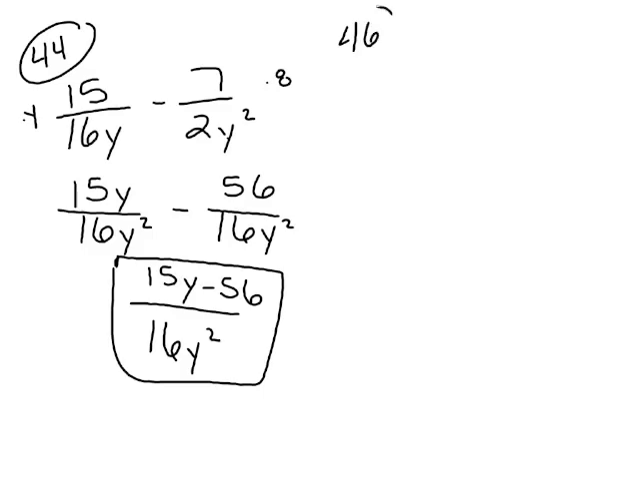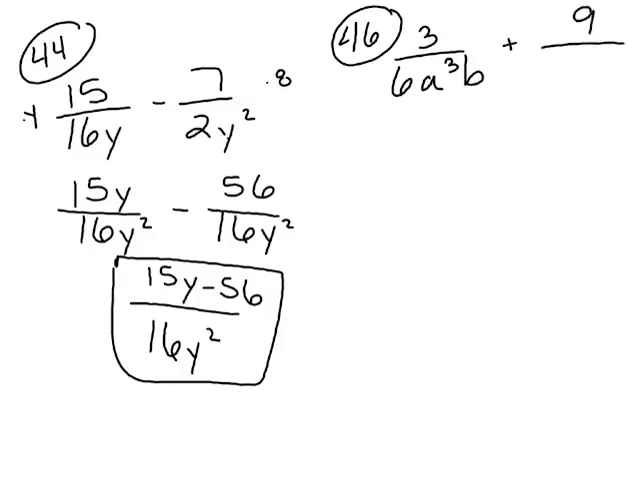Let's do 46. That's 3 over 6 a cubed b plus 9. No, that's a 5. 5 over 9 a b cubed.